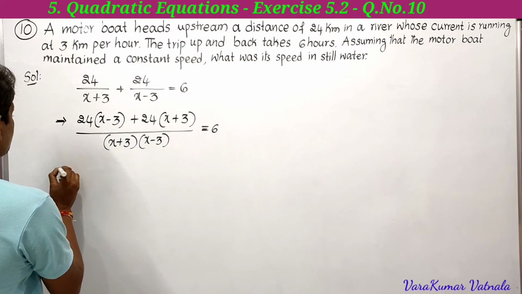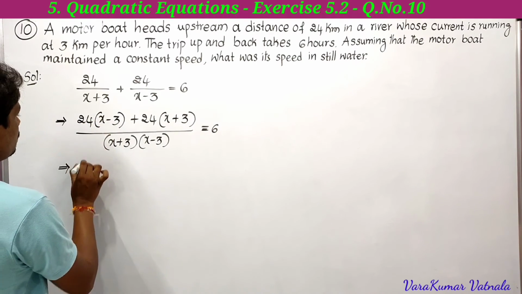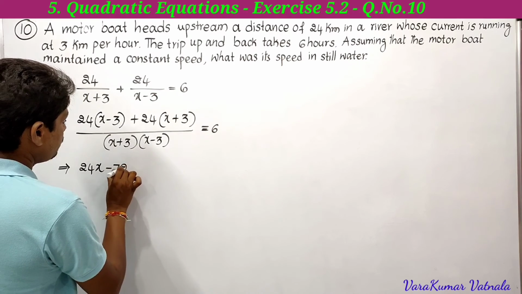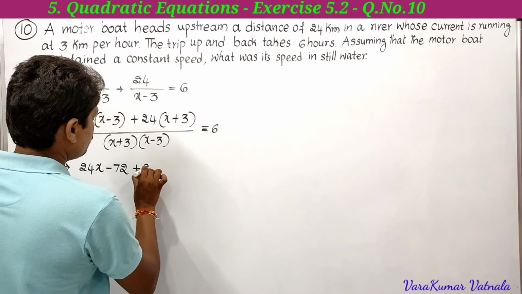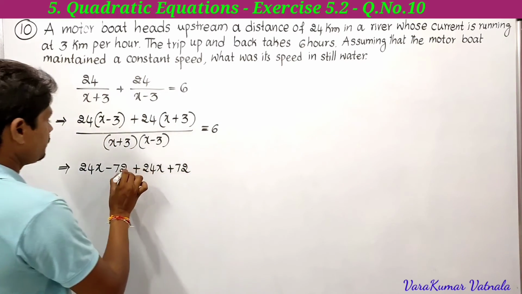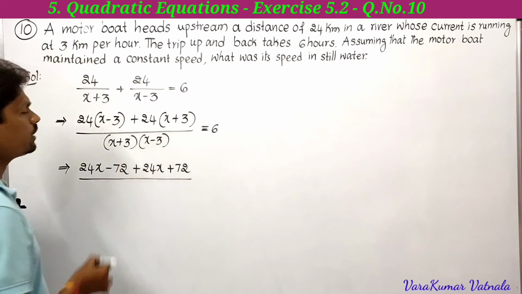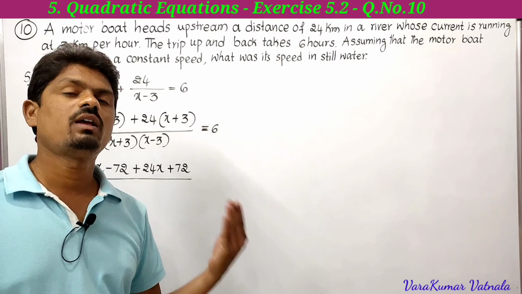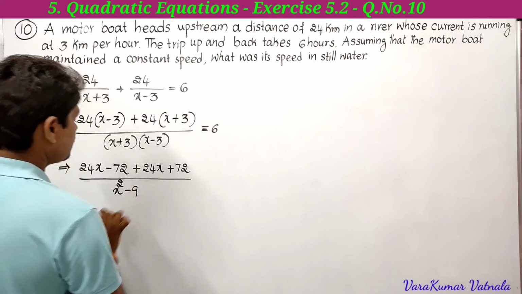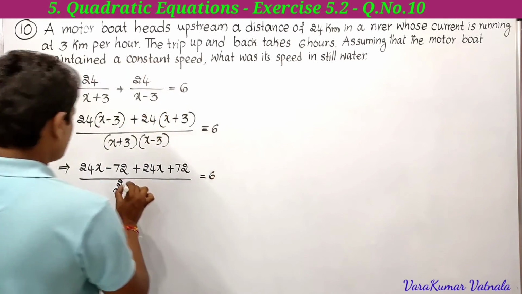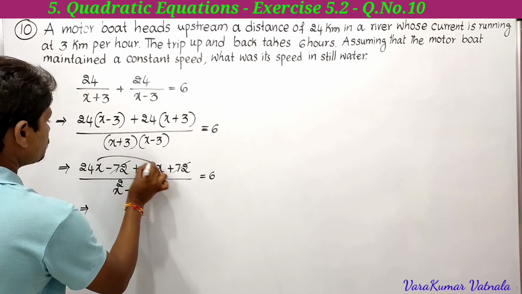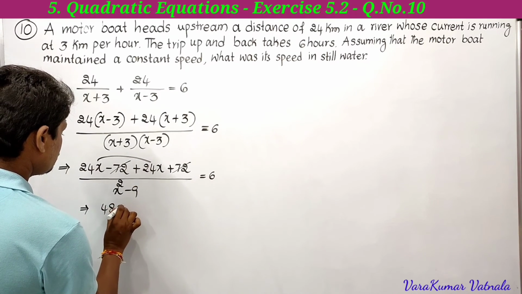Now just simplify further. Multiply by 24: 24 into x, 24x, 24 into minus 3, minus 72, plus here also 24 into x, 24x, 24 into plus 3, plus 72. Here, divided by x plus 3 into x minus 3, it is in the form a square minus b square, so x square minus 3 square, I am writing directly 9, is equal to 6. Here minus 72 plus 72 gets cancelled. So here 24x plus 24x, we have 48x.